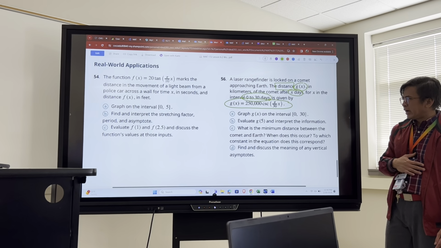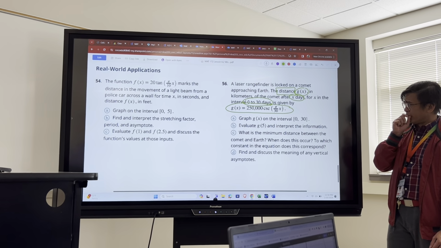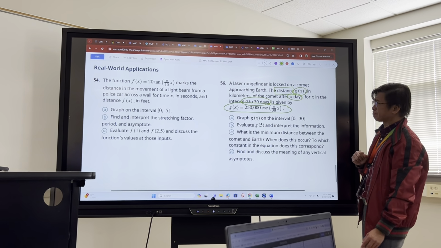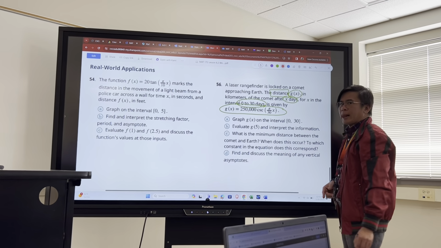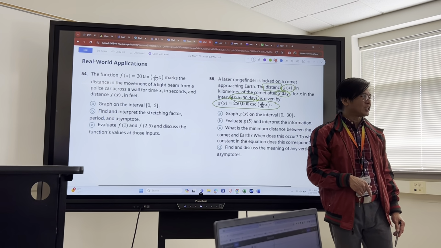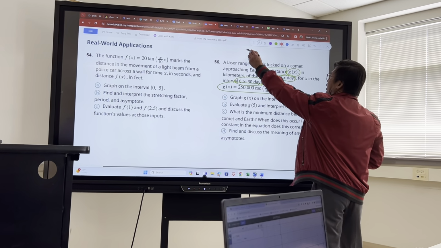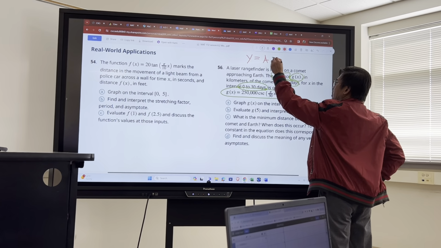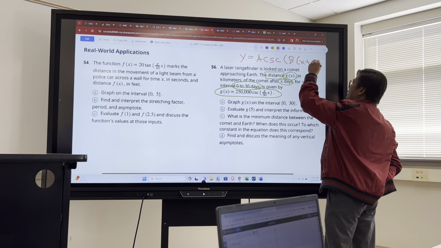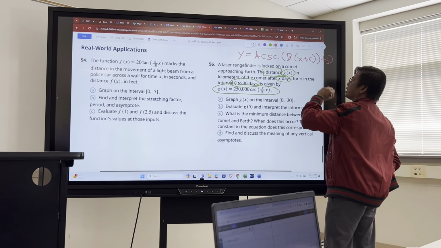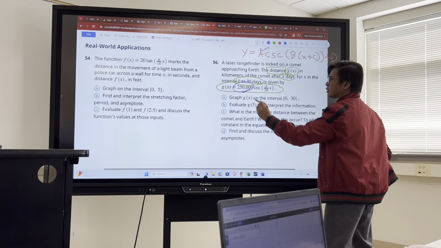Find g of 5, and read the following items in there. First of all, in this function, what is your a value? 250,000. Very good. This is of the form y equals a cosecant of bx plus c, plus d. So your A, check, is 250,000.